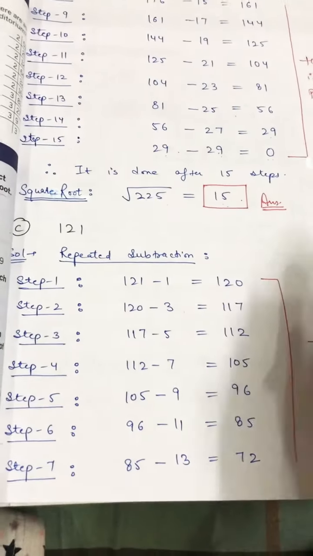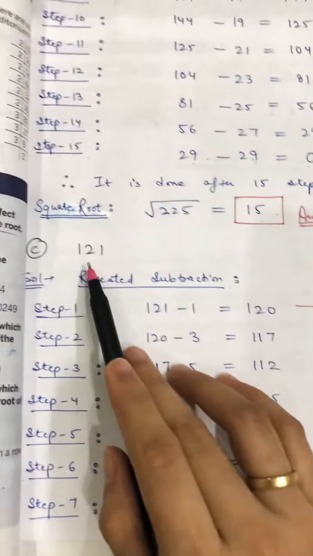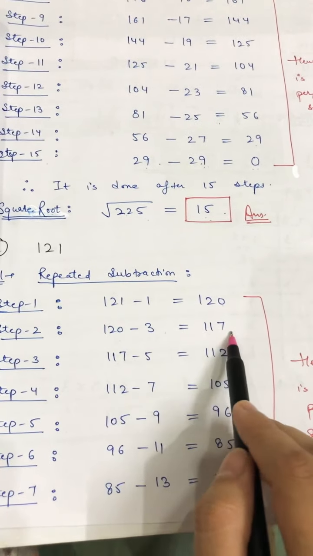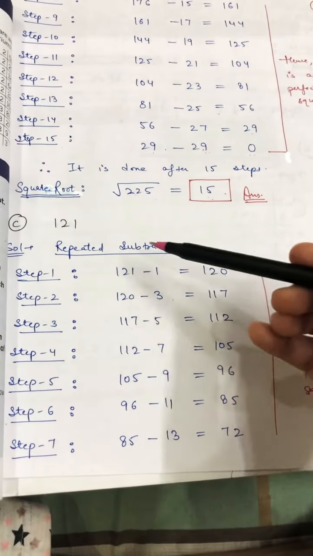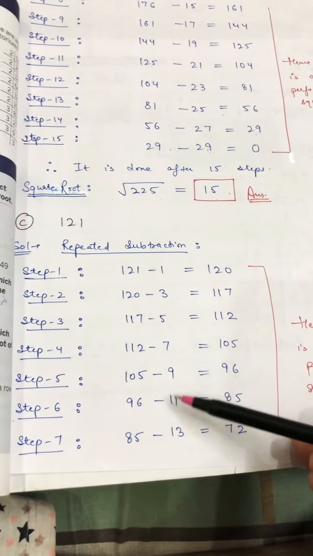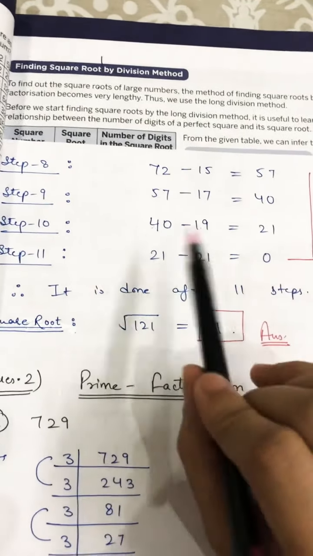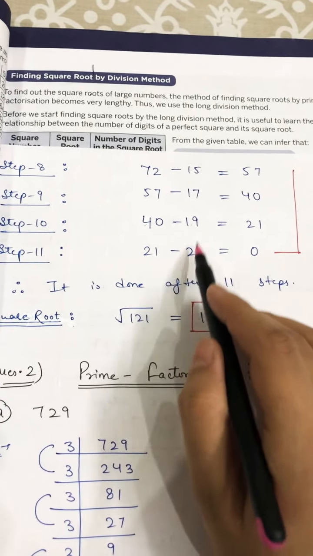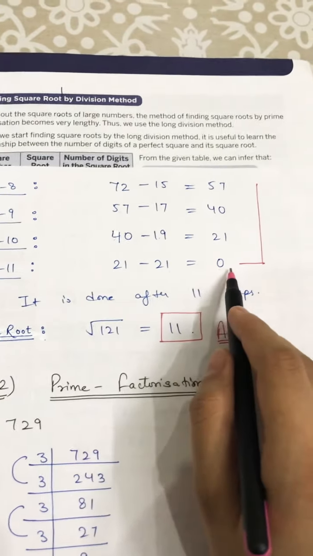Clear? In the same manner, I have done part number C. Part C is 121. 121 minus 1 is equal to 120. Then 120 minus 3 is equal to 117. Then 117 minus 5 is equal to 112. In this way you have to follow the steps: first odd number, then 3, then 5, then 7, 9, 11, 13, then 15, 17, 19. After this 10th step, your answer is 21. On the 11th step, 21 minus the next odd number 21, now you get 0. Now the answer is equal to 0.